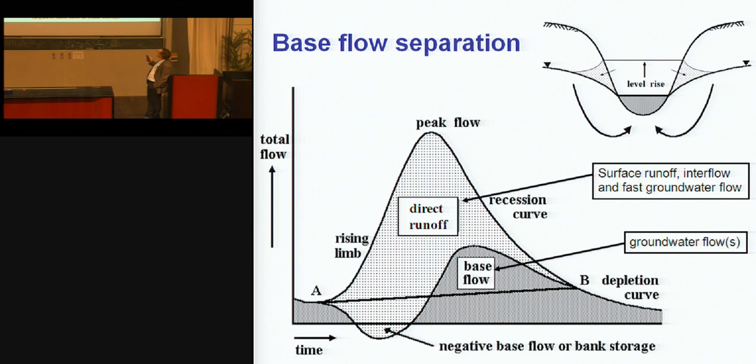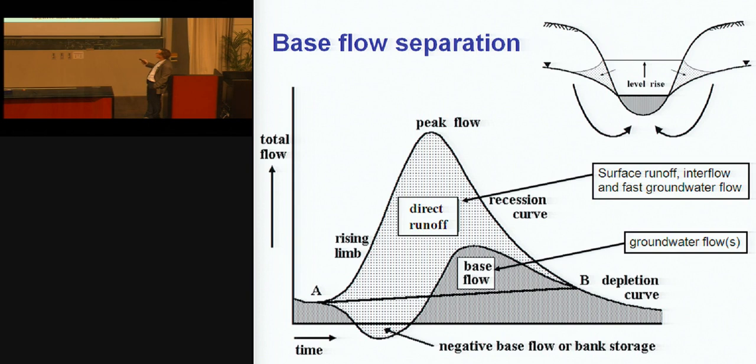You have a water level rise, then you have a flow reversal, not from the groundwater to the river, which is this direction. Now you have flow from the river to the groundwater, so exfiltrating conditions, where the river is storing floodwater in the banks of the alluvium. This storage of water causes a negative base flow, bank storage.